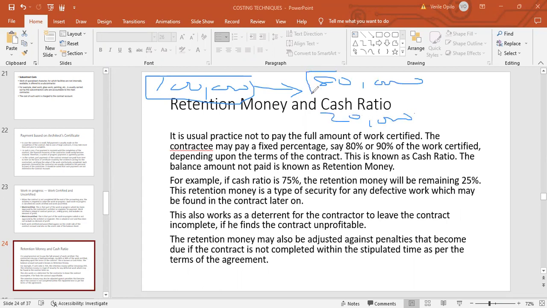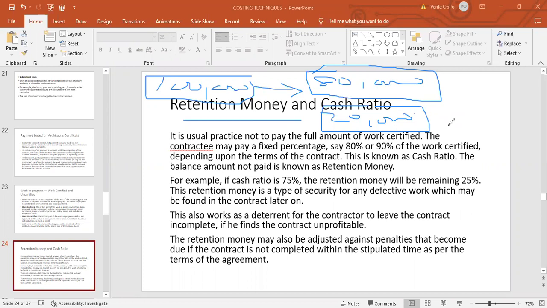This 80,000 is what we call the cash ratio, that is, what the client pays out of the amount of work that has been certified. The other remaining amount is 20,000. This 20,000 is what we call the retention money, and the retention money usually remains unpaid, as the client will withhold it as a guarantee.